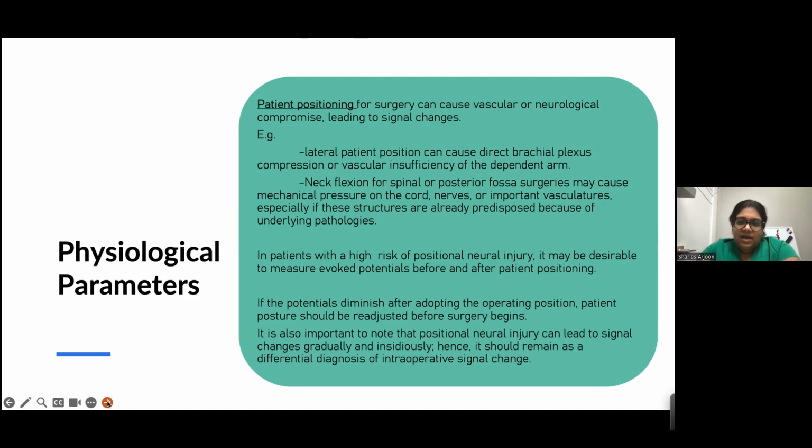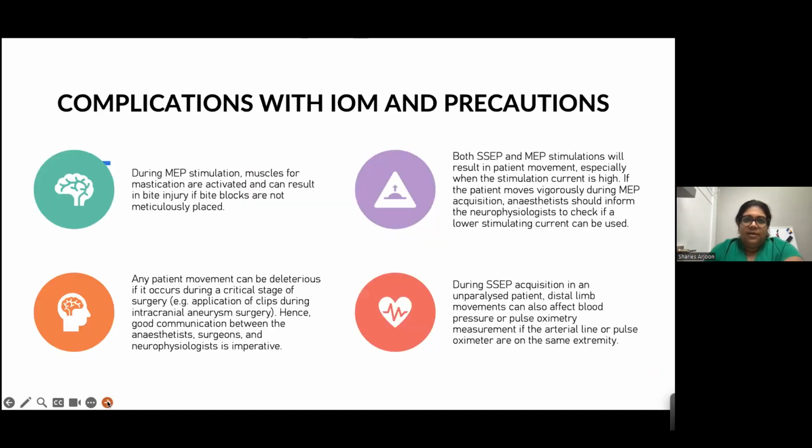In patients with high risk of positional neural injury, it may be desirable to measure evoked potentials before and after patient positioning. If the potentials diminish after adopting the operating position, patient posture should be readjusted before surgery begins. It is also important to note that positional neural injury can lead to signal changes gradually and insidiously. Hence, it should remain as a differential diagnosis of intraoperative signal change.